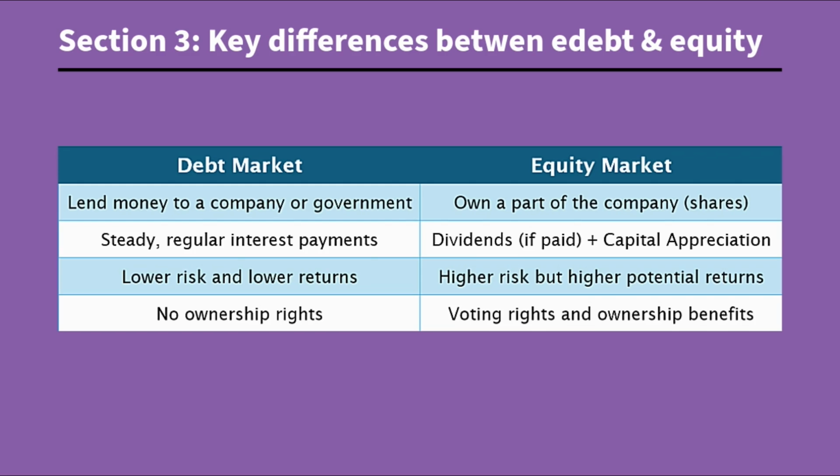Finally, bondholders have no ownership rights. You're just a creditor. But stockholders get voting rights and a say in company decisions, like attending annual meetings. So to sum up, think of bonds as a safer, slower journey, like driving at a steady speed. Stocks, on the other hand, are like flying, faster, riskier, but with greater rewards.